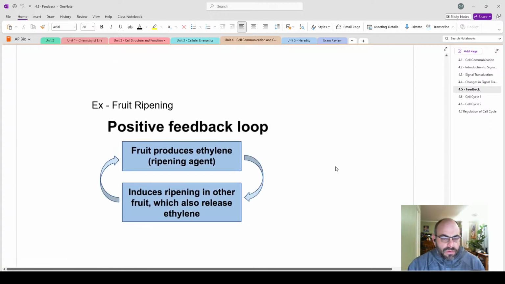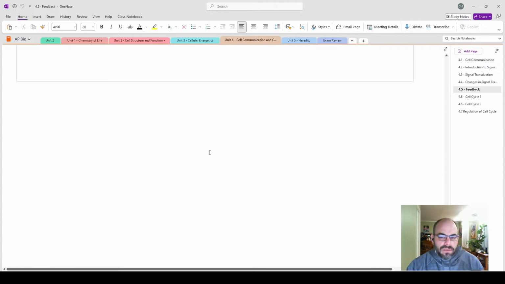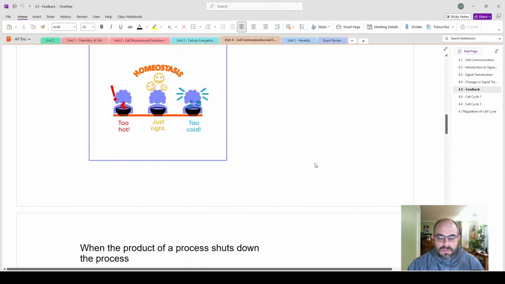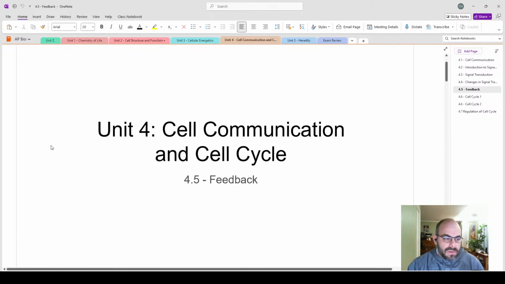Then I talked about fruit ripening. You get a piece of fruit and it's not quite ripe, so you put it in a paper bag. There's a gas called ethylene that causes the fruit to ripen, and ripening fruit releases ethylene, which causes the fruit to ripen, which causes the fruit to release ethylene. So it's a feedback loop that amplifies or intensifies the product. That was all that was: two different feedback loops, positive and negative.